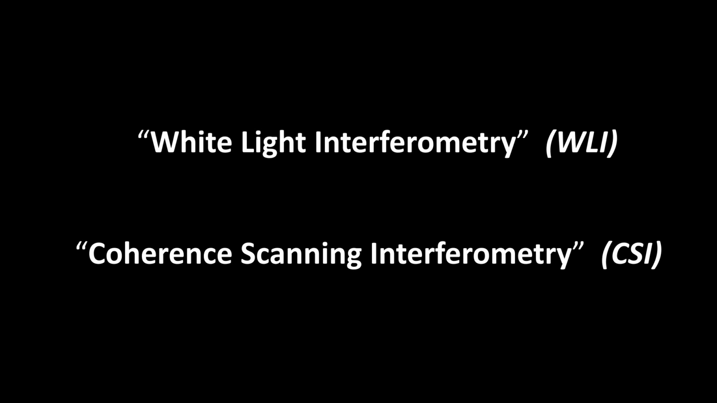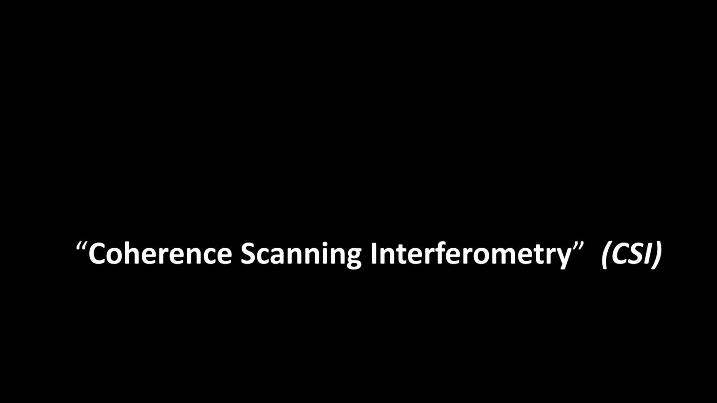In the rest of this video, I will refer to the method as Coherence Scanning Interferometry or CSI. Not only does this name sound way cooler, it also describes the method more accurately. The measurements involve scanning a coherence condition across a surface. And you don't need white light to do this, just spectrally broad light.